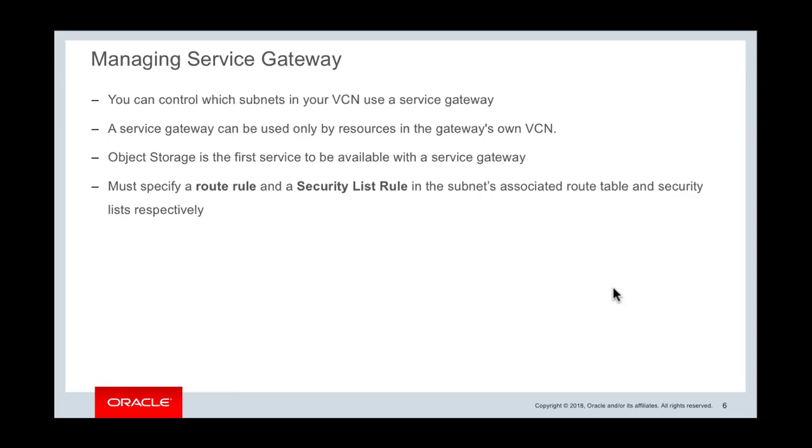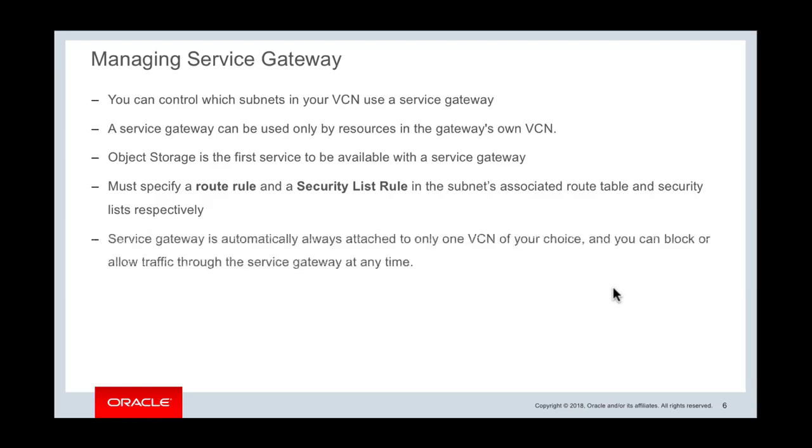In case of security list, you have to specifically open a service gateway security list rule that allows the traffic to and fro from the service gateway. You can create both stateless or stateful rules for the service gateway. Service gateway is automatically only attached to just one VCN of your choice. And when you create the service gateway, by default, all the traffic is allowed.